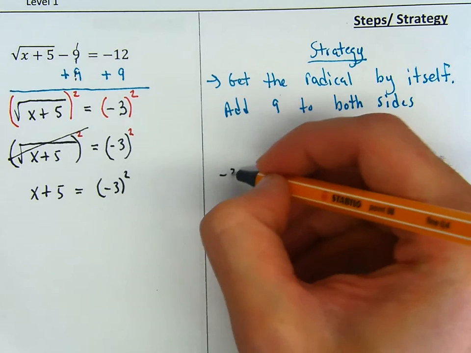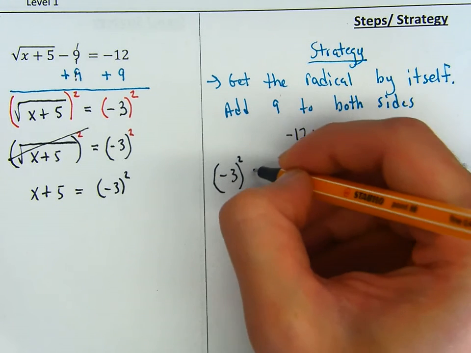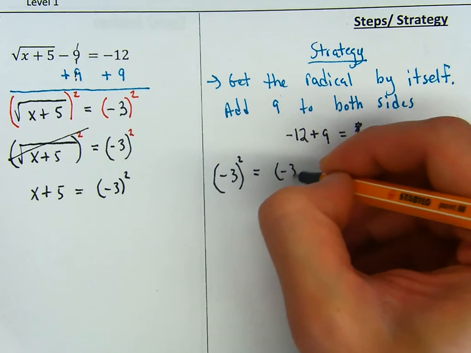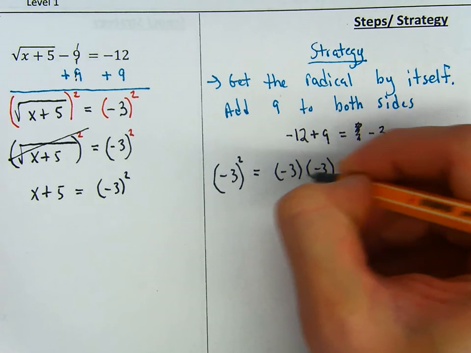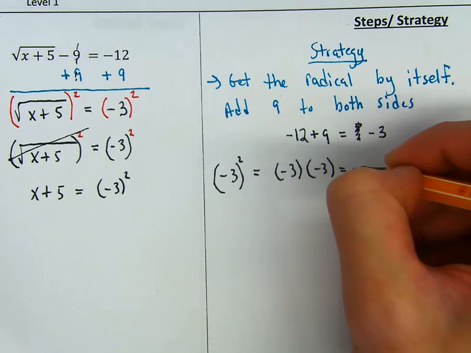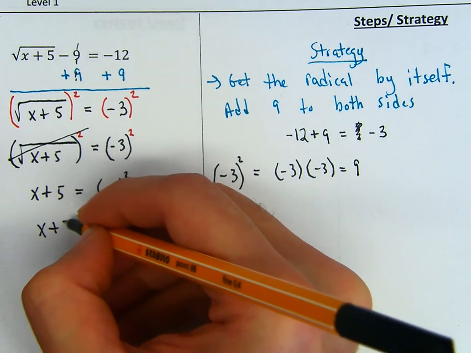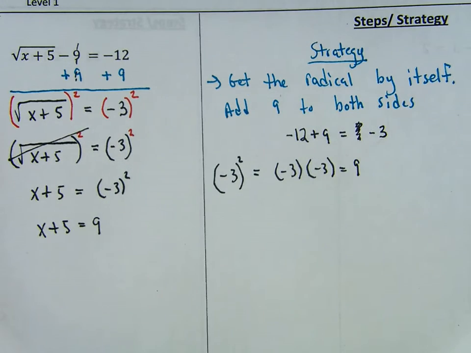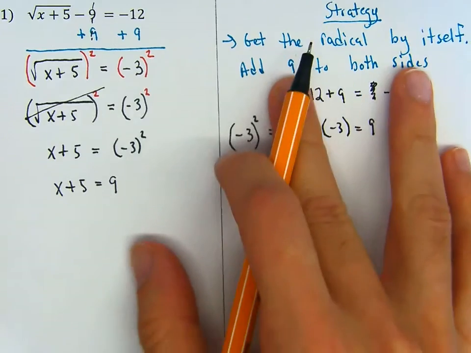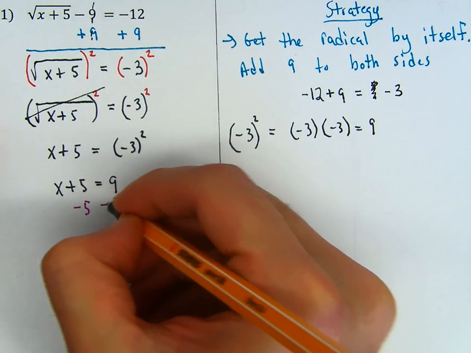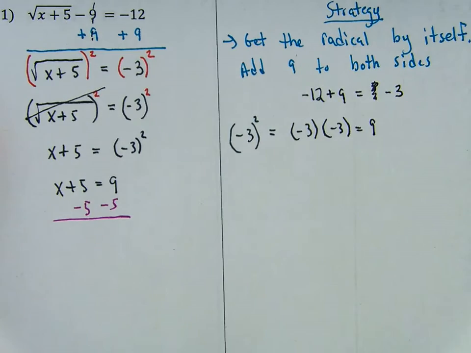What is negative 3 squared? Take your time, but this is negative 3 times negative 3. Negative times negative is positive. 3 times 3 is 9. So now I have x plus 5 is equal to 9. And then what is the finishing move over here? Minus 5, minus 5. x equals 4.